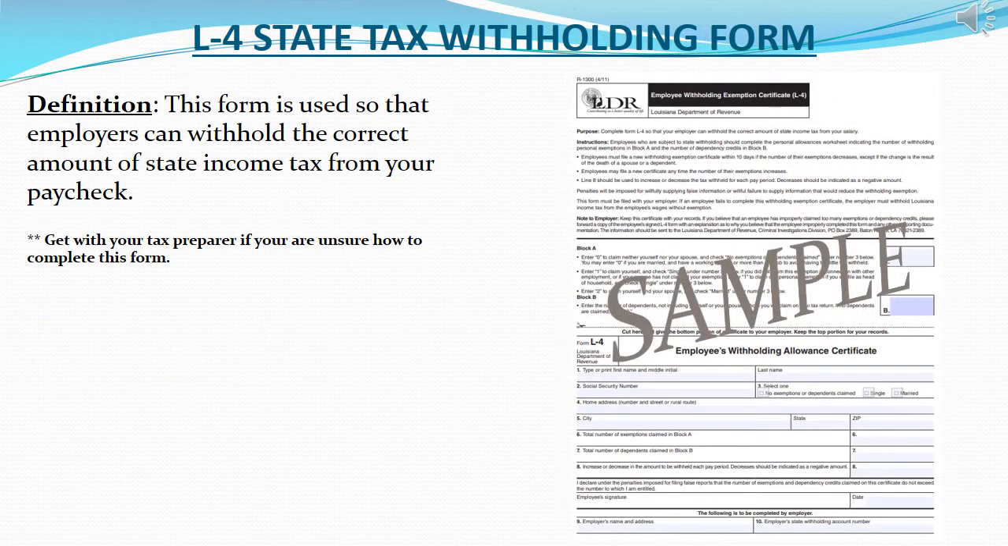L4, State Tax Withholding Form. This form is used so that employers can withhold the correct federal income tax from your paycheck. Get with your tax preparer if you are unsure how to complete this form.